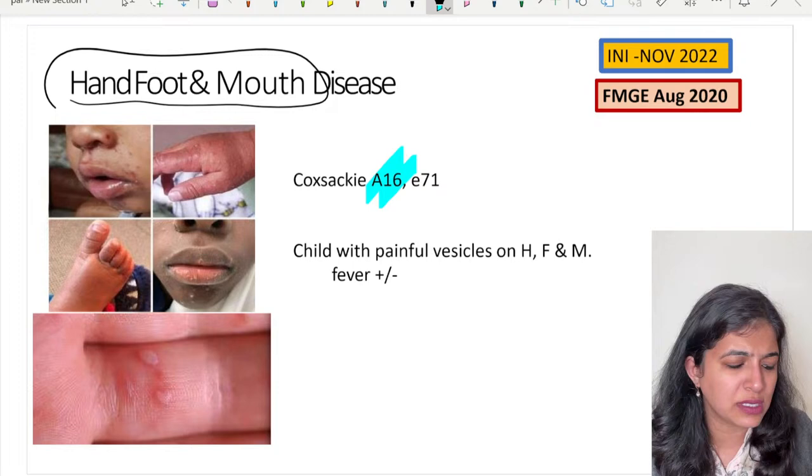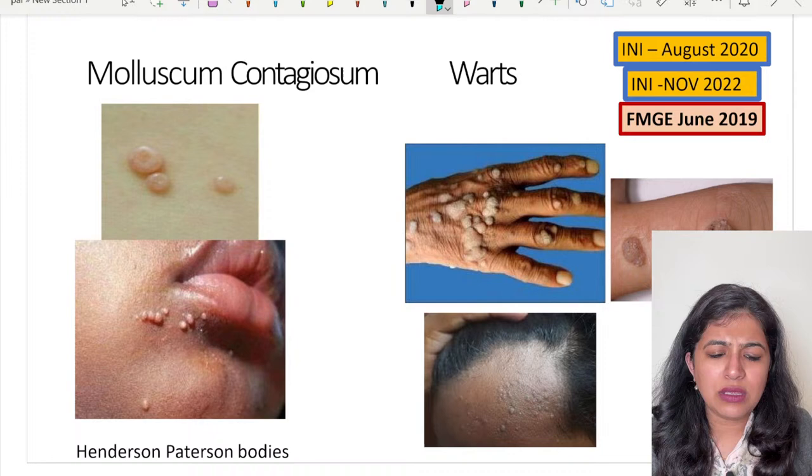Understood, everyone? Good. Then another beautiful image that they ask in the exam.